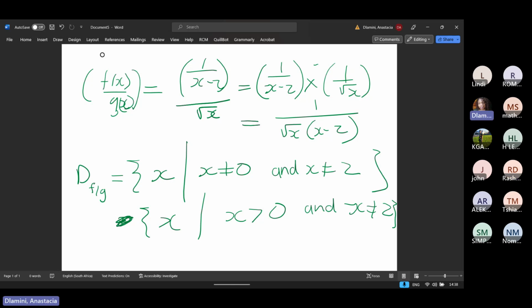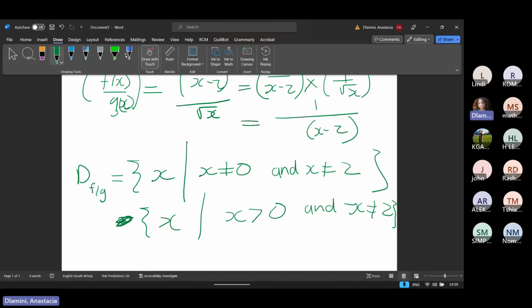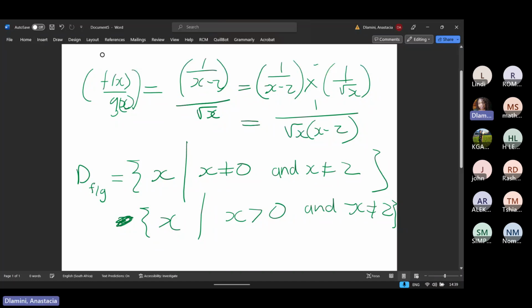Would it affect x minus 2? Not x minus 2. It will affect the square root, the denominator. Yes, it will affect the denominator, because the square root of 0 will be 0 here. So once the square root is 0, then this whole denominator will be 0. So this is the correct one.